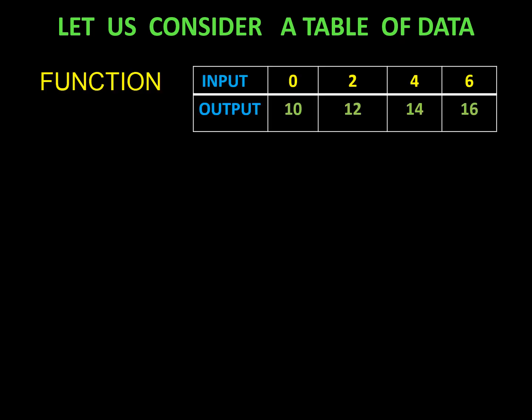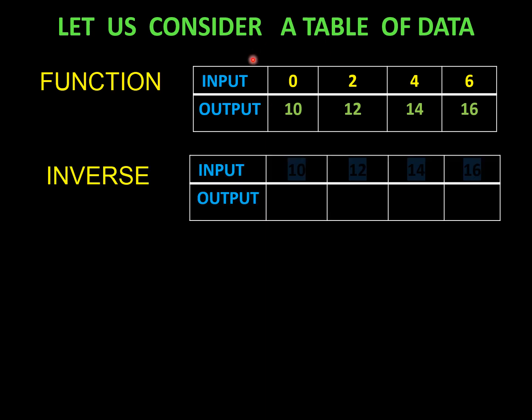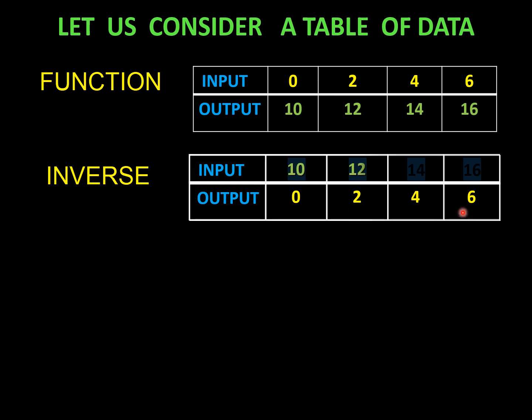Let's consider a table and show you how we can determine inverses. Let's look at this given table. These are the input and these are my output values, so this information is given. Now, if we want to determine the inverse of this relationship, then we'll have to interchange the input and output. The input is going to become the output and the output is going to become the input. So my input values became my output values, and my output values became my input values.